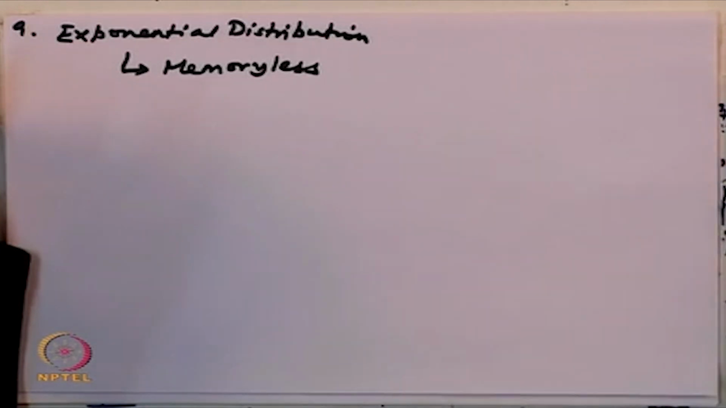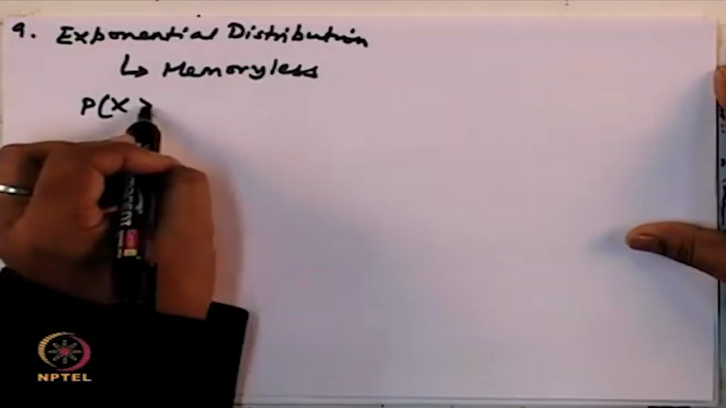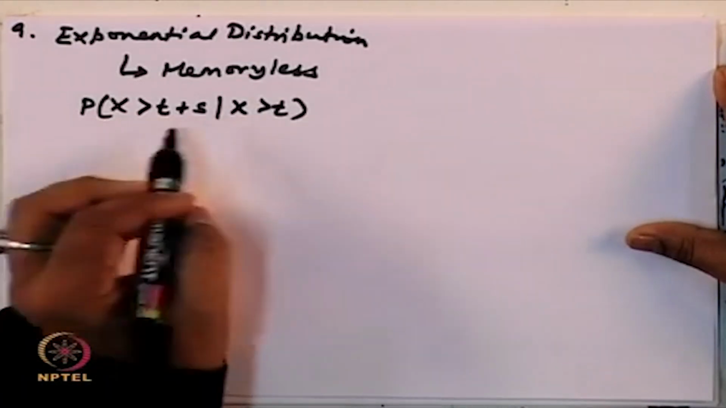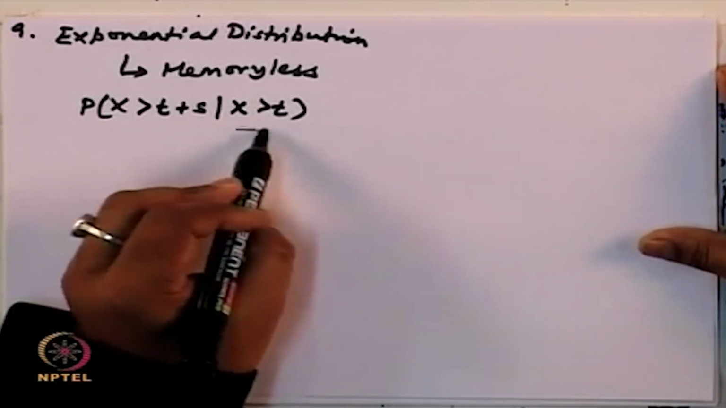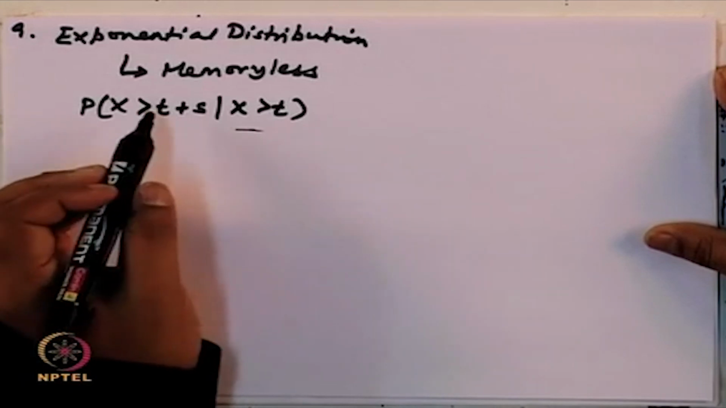So, we would typically expect that if we know that the battery was operating okay as of today, how much longer it will last will depend on how long it has been operating. However, in the case of a memoryless distribution, you can write the probability that the lifetime X is greater than t plus s given X is greater than t. In other words, it has lasted at least t amount of time.